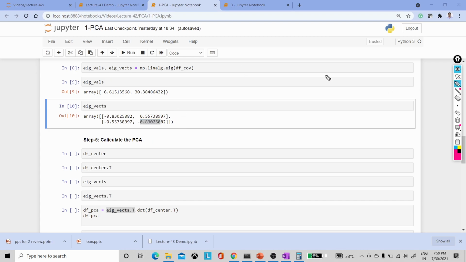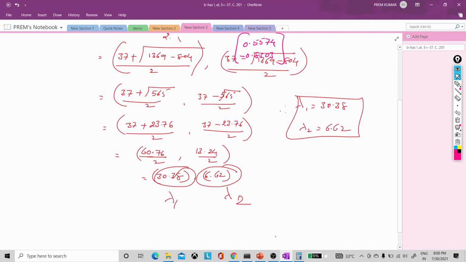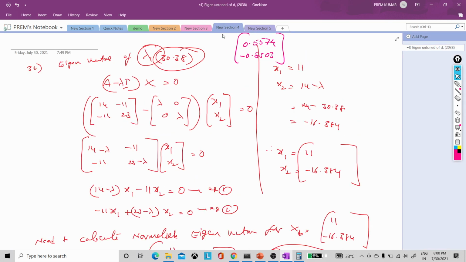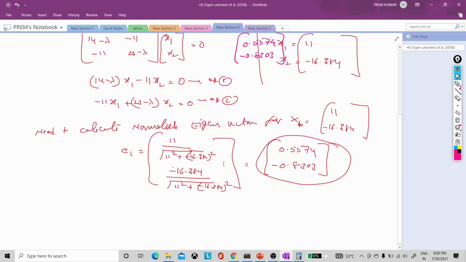First, initially here we have taken the normalized eigenvectors, which will be 0.5574 and minus 0.8303. These are the values we got from here. Yes, these are the values I have taken here.